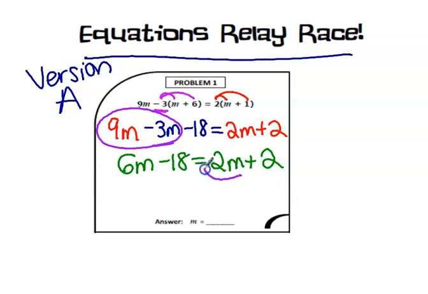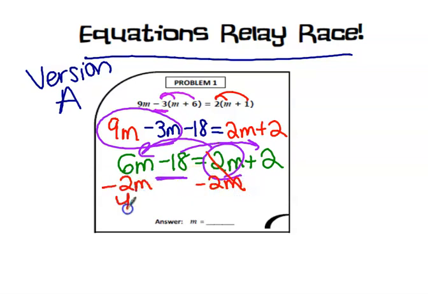And how I teach this is the car wash. So I'm going to put my wax on, wax off. I'm going to put my m on the left, and I'm going to put my -18 on the right. So these are the steps in order to put the like terms together. So 2m, I'm going to make into a negative. So that is 4m minus 18 equals 2.